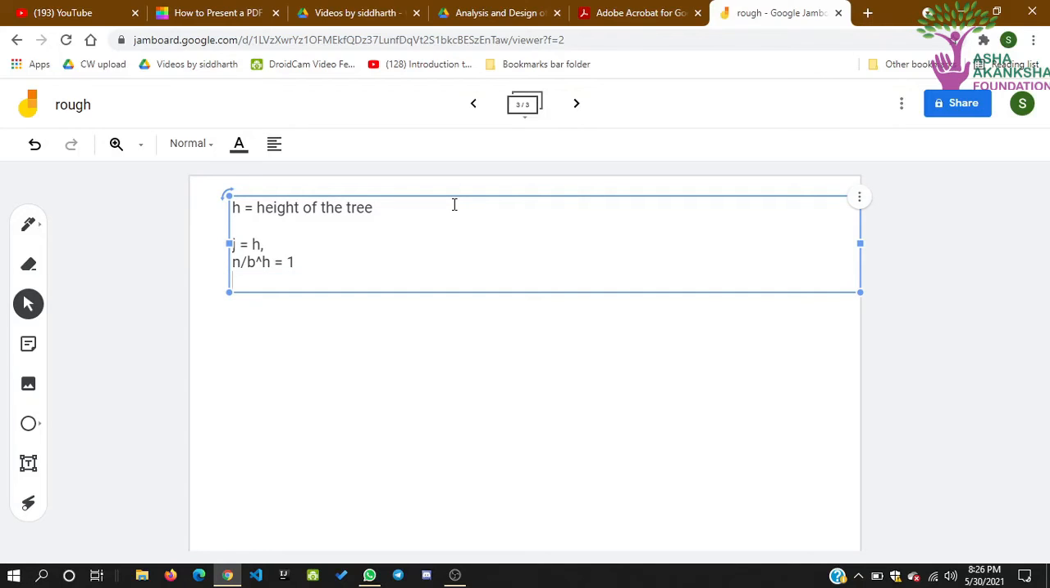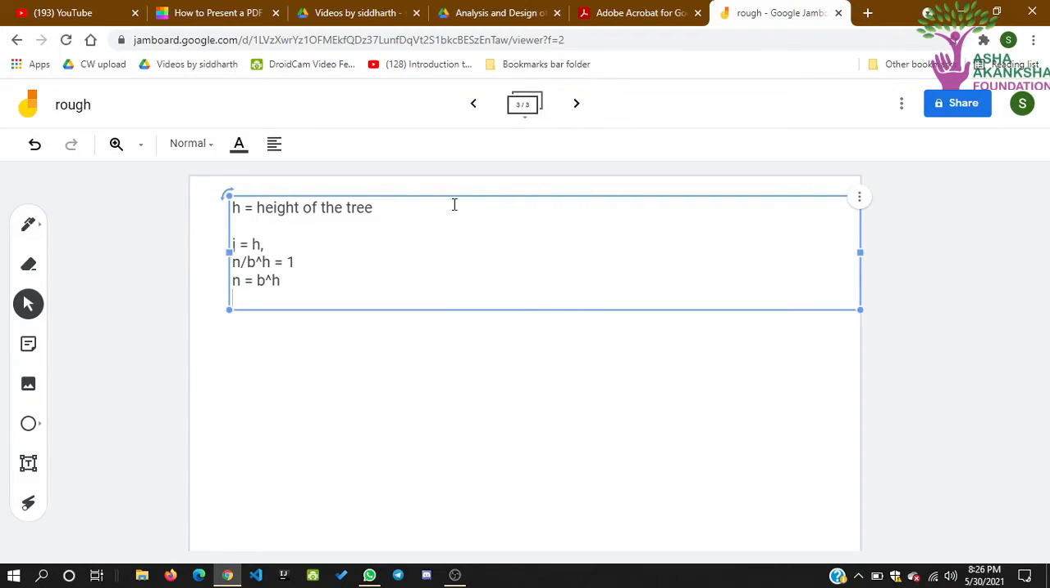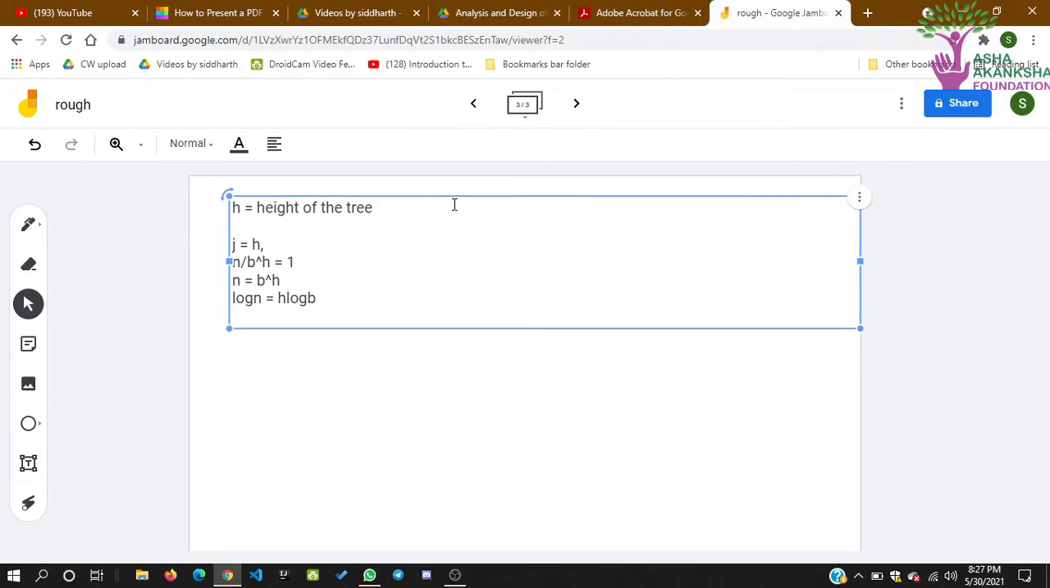Now this becomes n is equal to b raised to the power h. We take log on both sides. This becomes log n is equal to h log b. I am assuming that you know these basic logarithmic functions, basic logarithmic calculations.